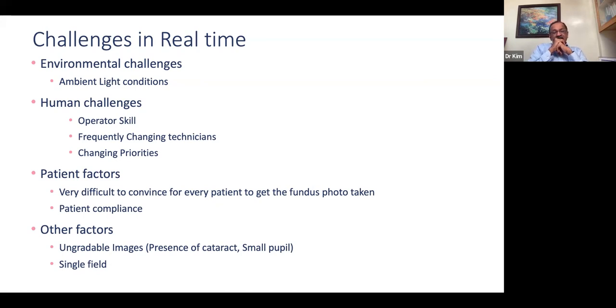Patient factors, again, it's very difficult to convince all the patients to get the fundus photo taken. And again, patients' compliance to follow up is also very, very difficult in spite of extensive counseling done for these patients. The other factors, as I said, are the ungradable images, presence of cataract or undilated pupil. Indians tend to have a very small pupil compared to the Caucasians. And now, as you know, that single 45-degree field is what is taken in these patients.